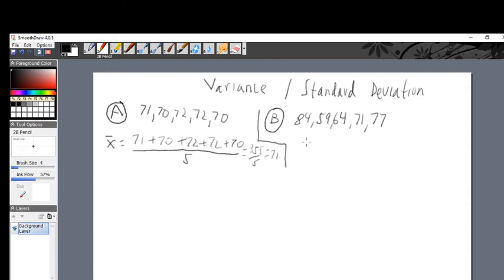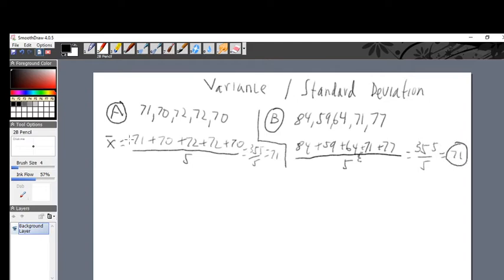Okay, let's take the other side, B. 84 plus 59 plus 64 plus 71 plus 77, divided by the amount of data items, which is 5. Add those up, and you'll also see that there are 355. We divide by 5 equals 71. But they're very different sets of data.